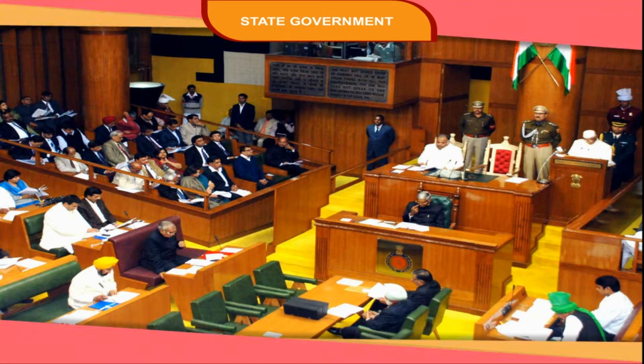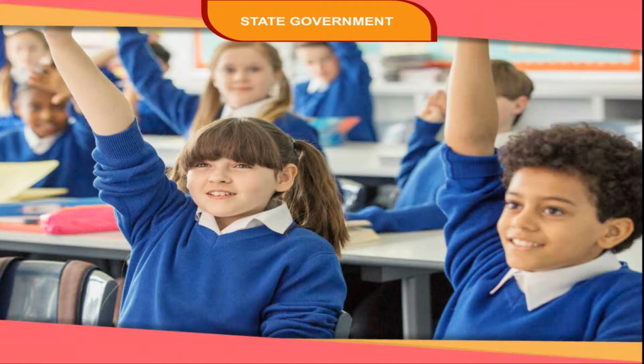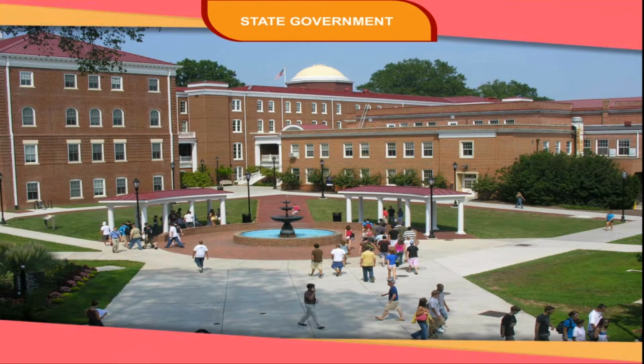1/12 of the members are elected by an electorate consisting of university graduates. Another 1/12 are elected by an electorate consisting of teachers of secondary schools, colleges and universities, and the remaining 1/6 are nominated by the governor of the state. These nominated members are distinguished individuals from different walks of life like arts, science, literature, music, social work, etc.